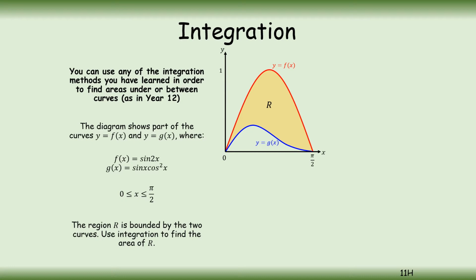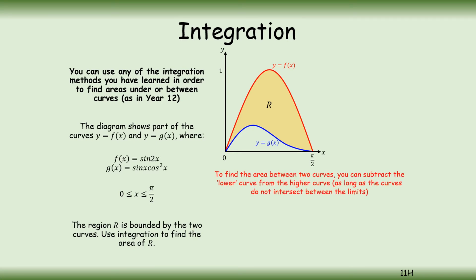So now let's have a look at these two curves. The area we're looking for here is the region R. We have a function f of x, which is sine 2x, and g of x, sine x cos squared x. And we're looking to find the area between 0 and pi over 2.